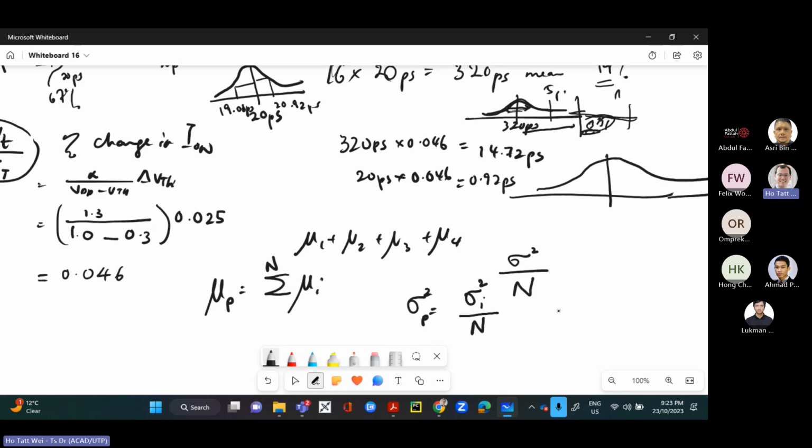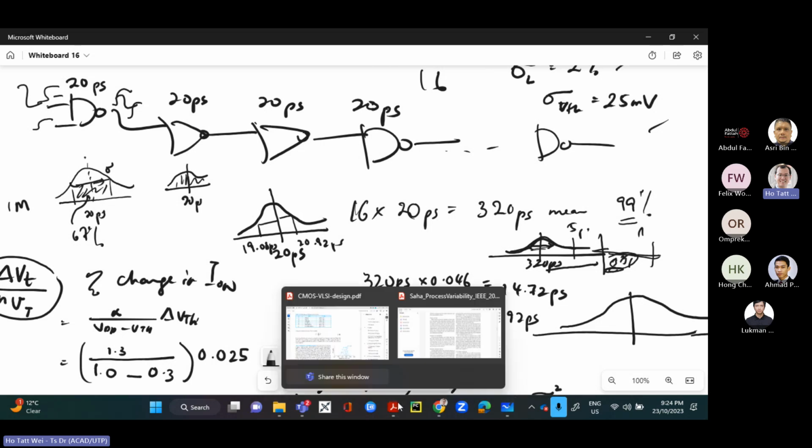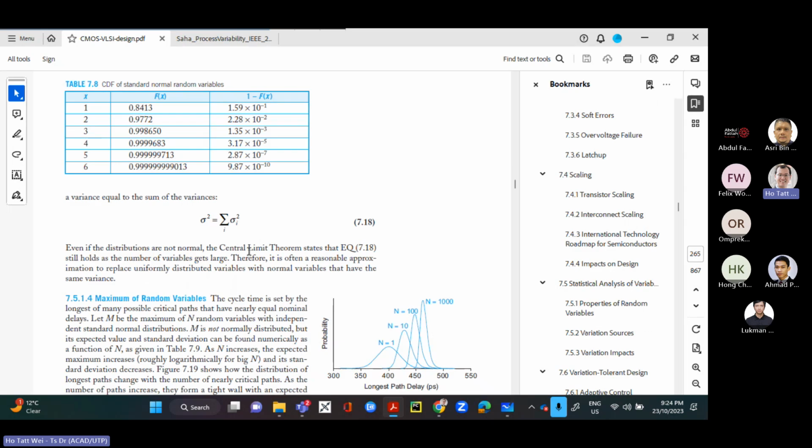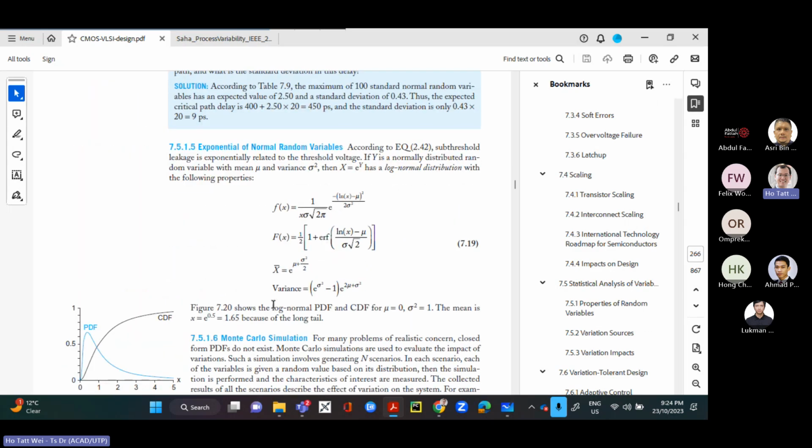That's why the standard deviation of the path is actually the standard deviation divided by square root over n. So if I add more of this, my mean will go up because it's just add, but my variation will go down. Right? It's somewhere here. I just can't find the text that says that.